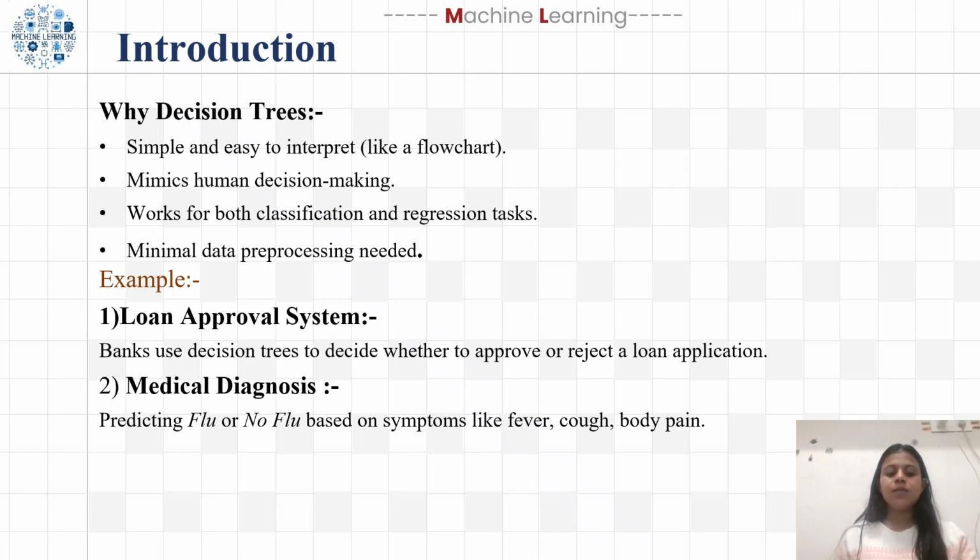In real life, for example, loan approval systems. Banks use a decision tree to decide whether to approve or reject a loan based on factors like income, credit history, and employment. Another example is medical diagnosis. Doctors can use a decision tree to predict whether a patient has the flu or not based on symptoms such as fever, cough, body pain, etc.